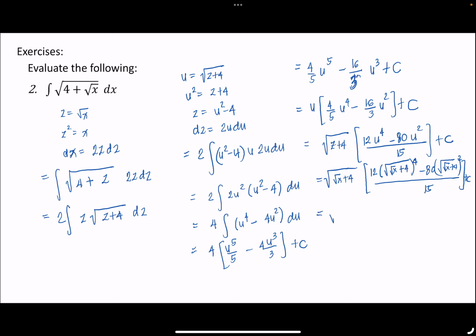So we have the square root of x plus 4 times. We can remove the radical, since 4 over 2 is 2. So we have 12 times (square root of x plus 4) squared minus 80 times the square root of x plus 4, all over 15, plus c.